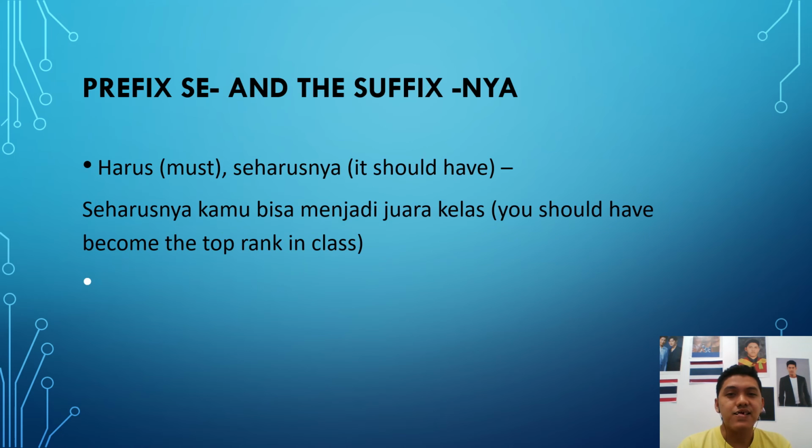Okay, the last one is prefix se and the suffix nya. The auxiliary verb used is harus, and when you add the prefix se and the suffix nya, it becomes seharusnya, should have. So the example sentence is, seharusnya kamu bisa menjadi juara kelas, which means you should have become the top rank in class. I repeat, seharusnya kamu bisa menjadi juara kelas.